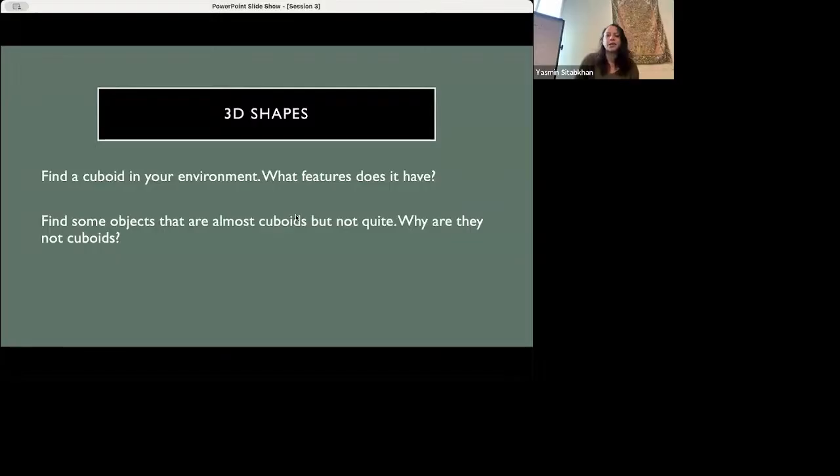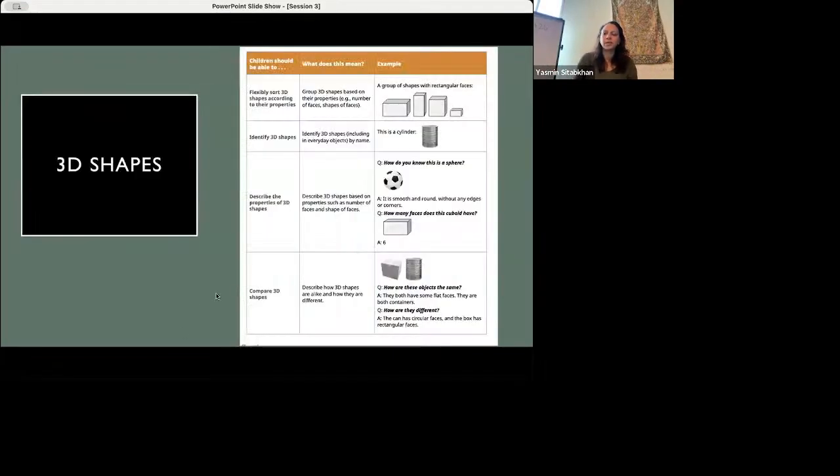Okay, let's go back to this. So again, just thinking about 3D shapes, a lot can happen just in your environment because our whole world is composed of 3D shapes. So what do children learn about 3D shapes? It's similar to what you do with 2D shapes. You learn to flexibly sort the shapes according to properties. You identify them, you describe the properties.